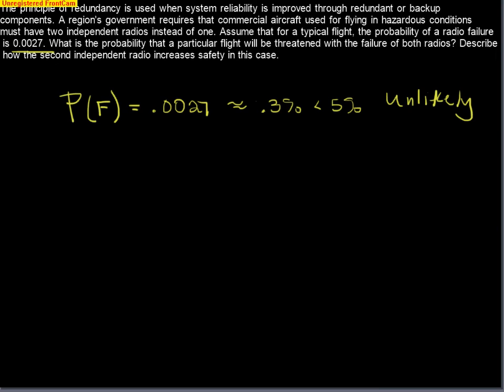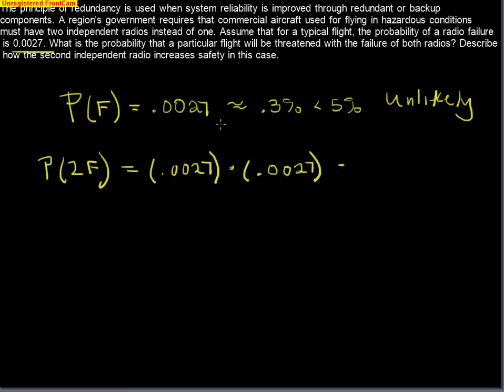So now we have two radios. So the question is, what is the probability that two radios will fail? So again, that's like an and. First radio fails and the second radio fails. We have to think of it like two events. So in fact, what we're going to be doing is 0.0027, which is the probability the first one will fail, times, because this is an and, an intersection, 0.0027, the probability that the second radio fails.